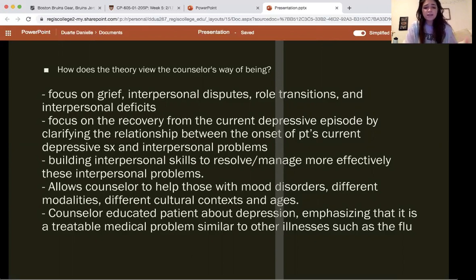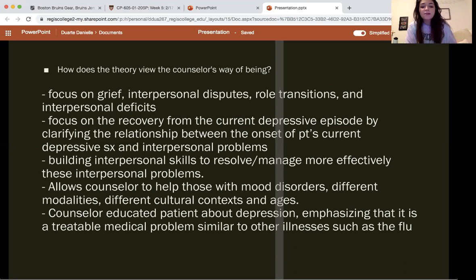And it also allows the counselor to help those with mood disorders, different modalities, different cultural contexts and ages. When it comes to mood disorders, this one tends to be very helpful to those with things such as borderline personality disorder, bipolar disorder, unipolar depression. Those are just a few of the diagnoses that the book mentioned that this works really well for. And it really had a highlight on borderline personality disorder.